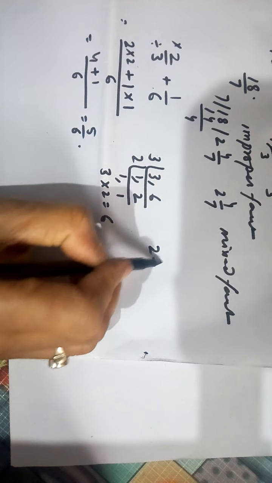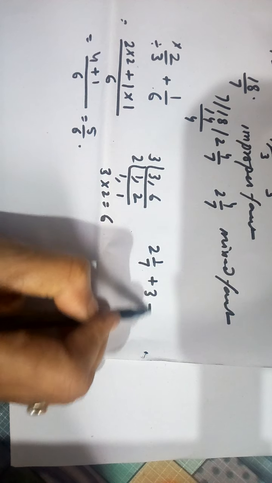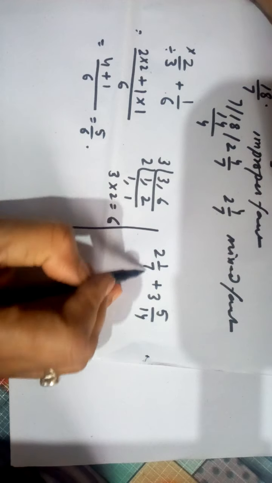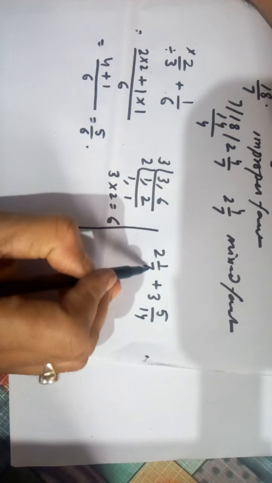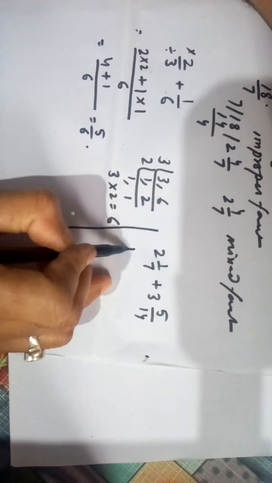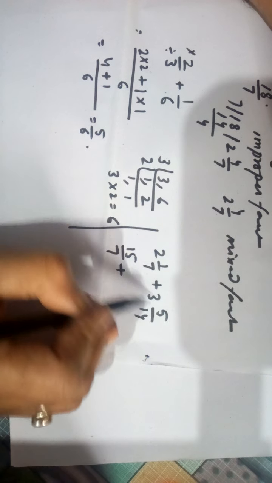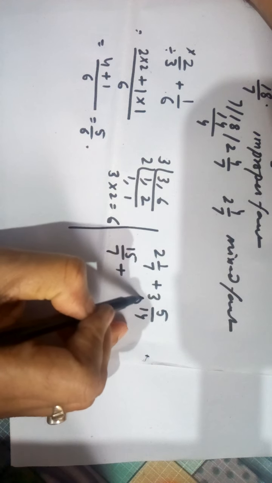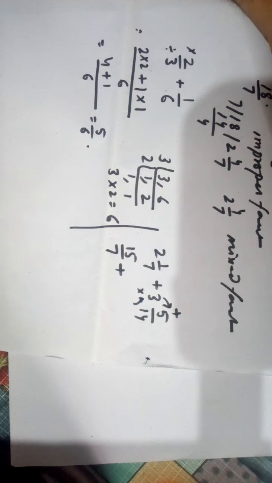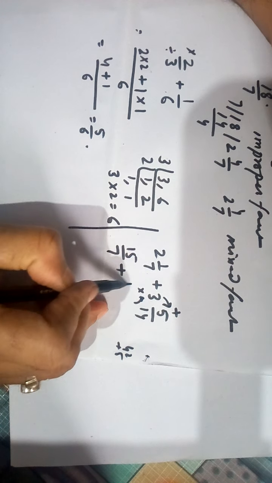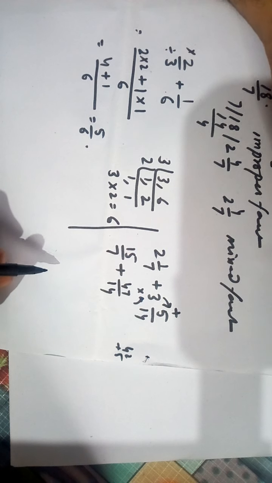Suppose a big mixed number is given: 2 1 by 7 plus 3 5 by 14. Then how to do? First you have to change it to improper fractions. 7 twos are 14, plus 1, 15, right? 15 by 7 plus, similarly 14 into 3 is 42, plus 5, we get 47 by 14.